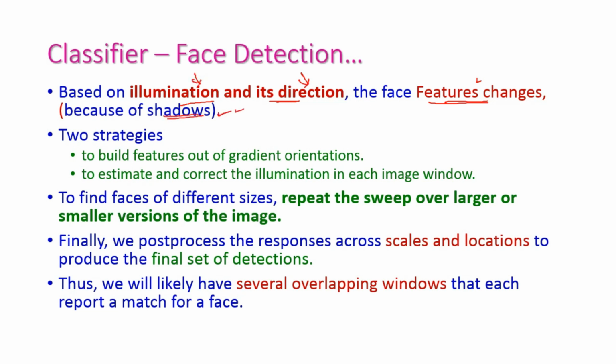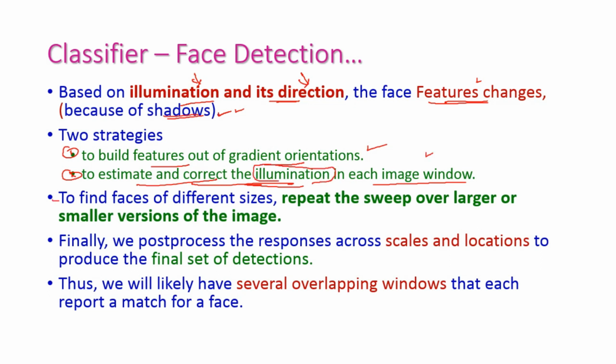Here two strategies are there. First one, to build features out of gradient orientation, and second one, to estimate and correct the illumination in each image window, right? So we have to correct the illumination, then only the features may be extracted correctly, properly, right?